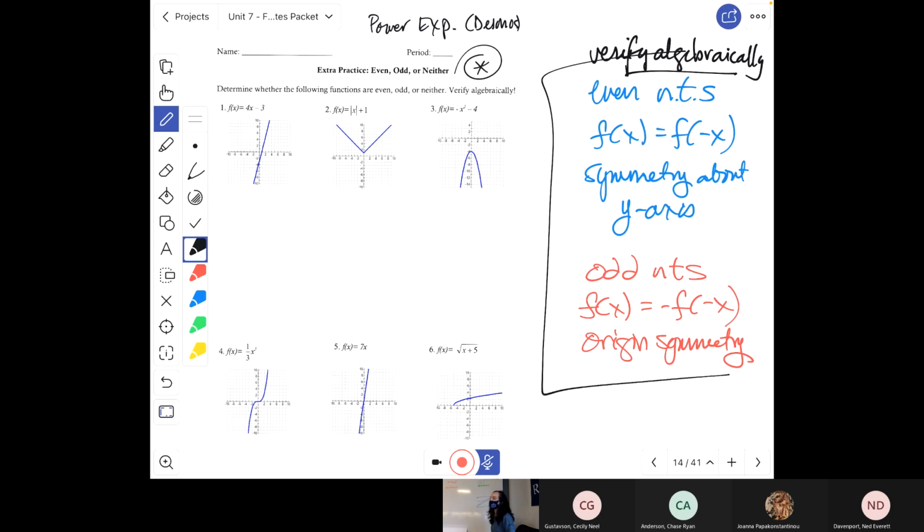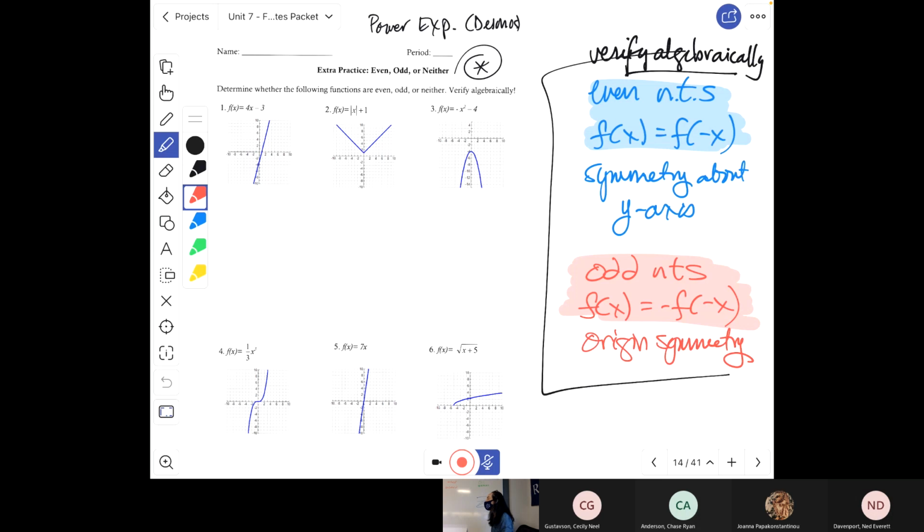So again, for each of these, if you're given a graph, you could kind of tell, but make sure you can algebraically verify each of them. So for every problem, even though you can tell, make sure if it's even, you can show this, implying symmetry about the y-axis. If it's odd, you need to be able to show this, demonstrating symmetry about the origin. So if we can tell the graph but it doesn't specify to verify, you don't have to.